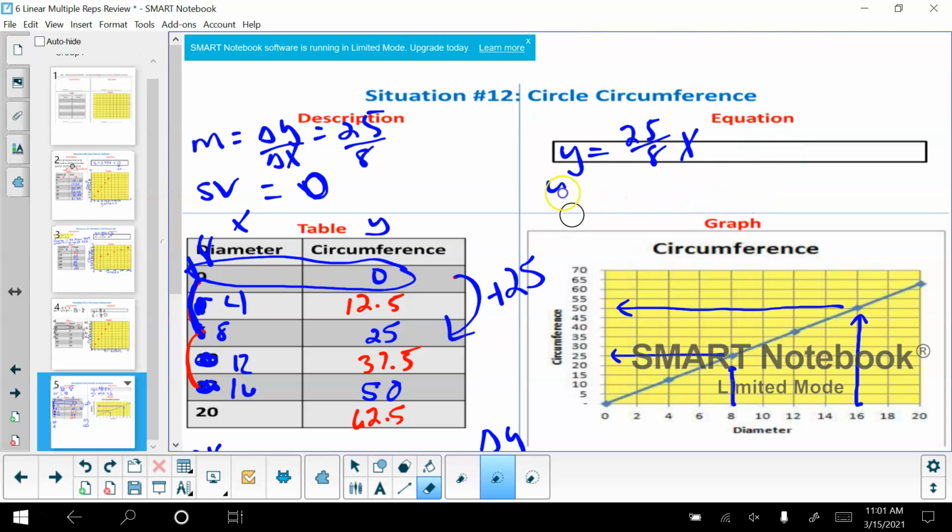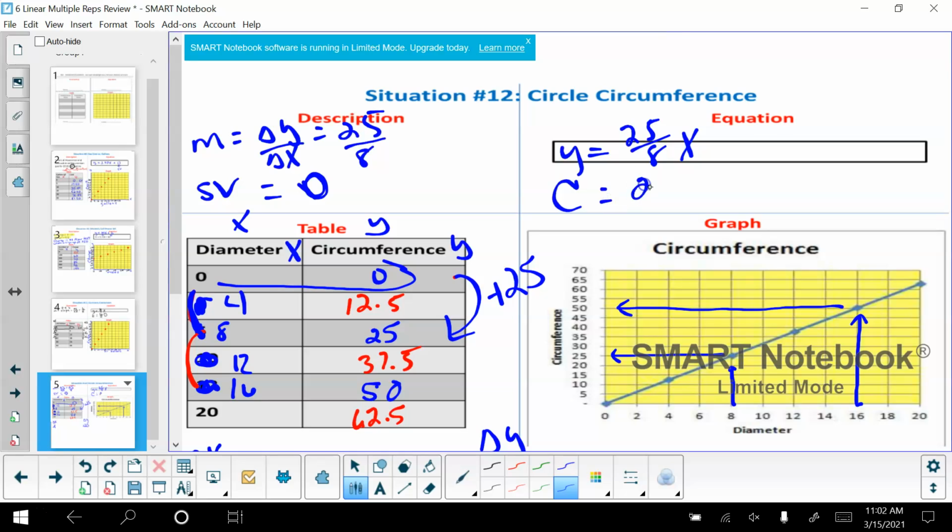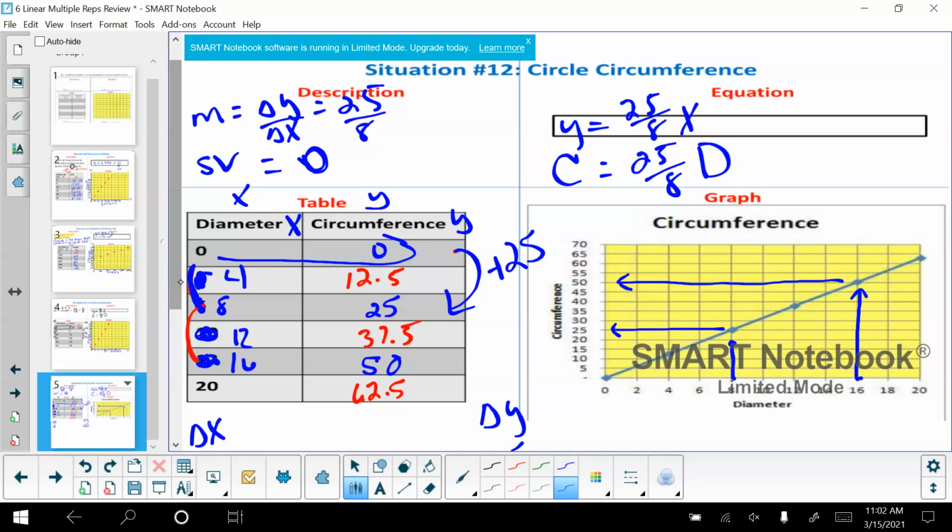And if you want to use different letters, go back and look at your table. I'm going to erase some of this so we can see it a little bit better. Go back and look at your table and what it's talking about. The x is the diameter, the y is the circumference. So since y is circumference, I'm going to put c equals, and then 25 over 8, and my x is diameter, so I'm going to use a d. So we can also use those equations, that for an equation as well, and it's the same type of equation.